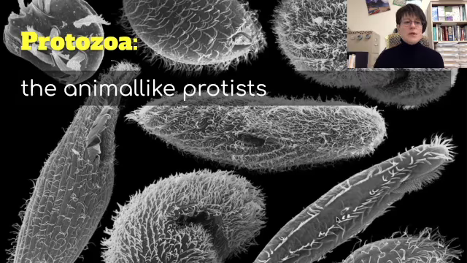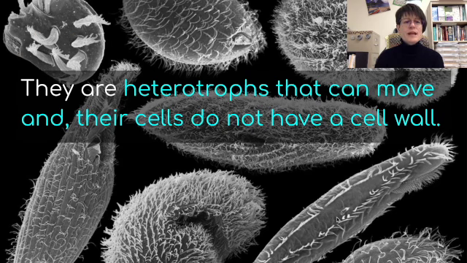So protozoa is another name for the animal-like protists. When we talk about protozoa, it is a certain type of protist, the animal-like ones. They are considered to be animal-like because they are heterotrophs, which means they cannot make their own food, unlike autotrophs. They can move, and their cells do not have a cell wall. And so that makes them just more animal-like: the fact that they are heterotrophs, they move, and they don't have a cell wall.